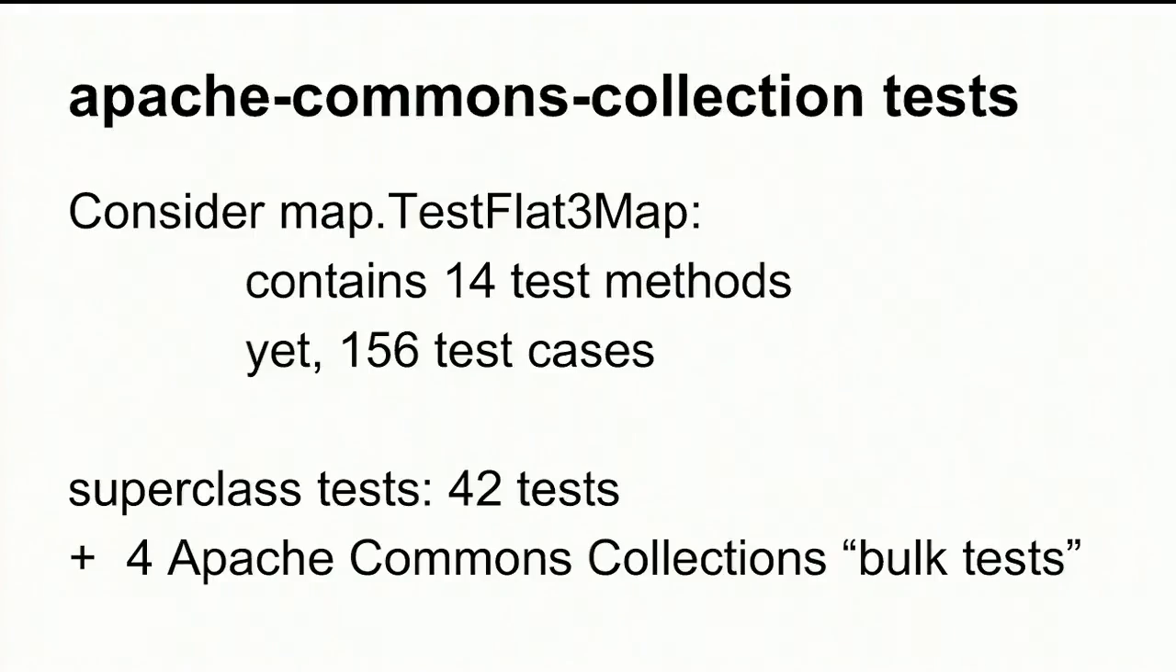And then there's this thing that Apache Commons Collections has called bulk tests. So it's basically just snarfing in all the tests that have to do with maps, for instance. And so it runs a lot of those tests as well. And that's where the 156 number comes in. And when you have that for all of the test classes in Apache, that's why you get this huge blow up of the number of test cases versus the number of test methods.